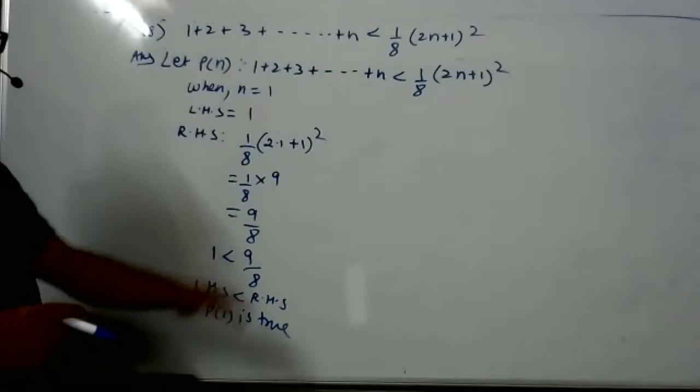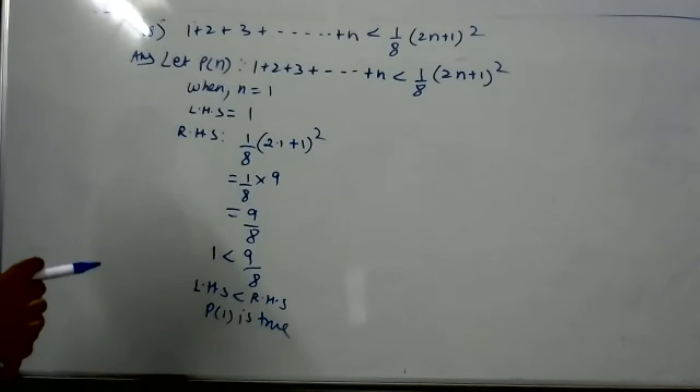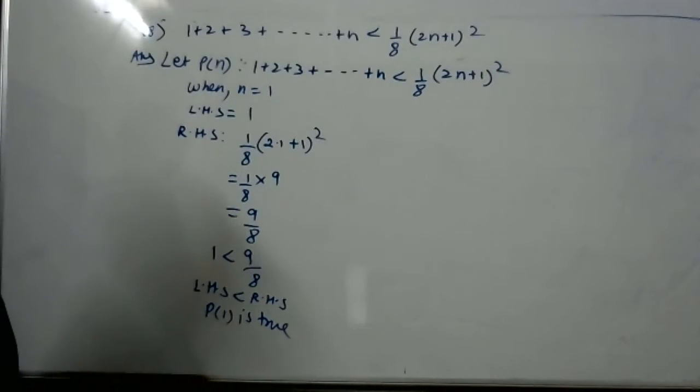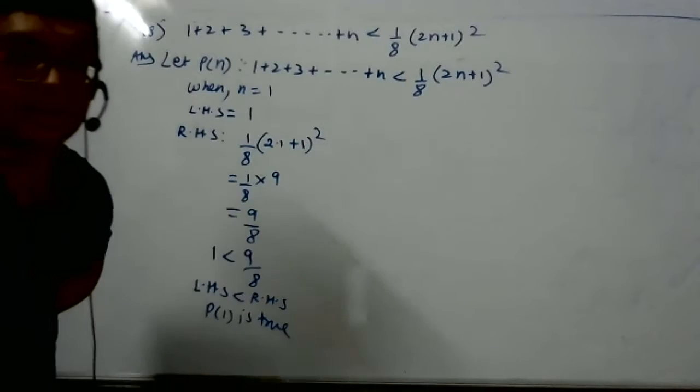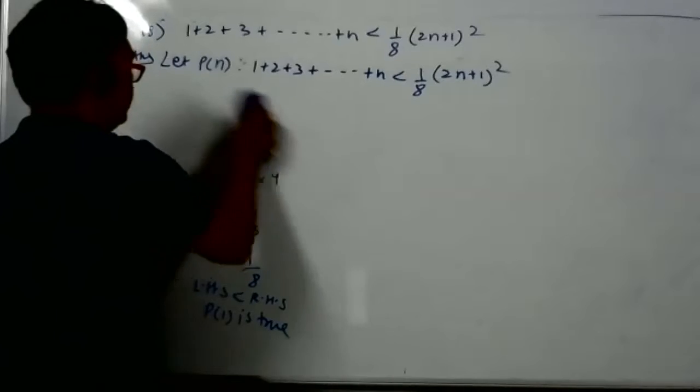If anybody has any problem or any doubt, you can ask me. Left hand side is less than right hand side. 1 is less than 9 by 8. Shall I erase the board? Yes, sir. Same only, fully like kids sum, small children sum.